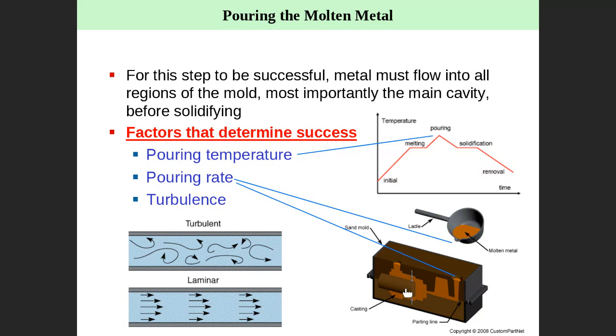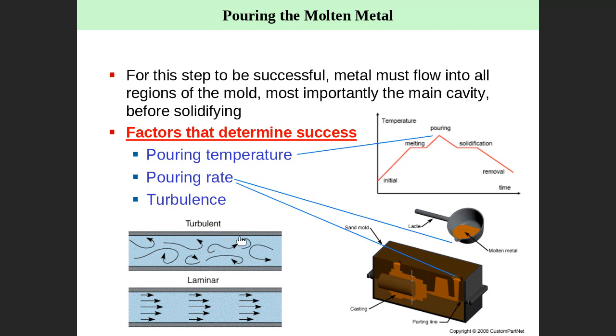You get premature solidification, early solidification, which will give a defect. If it is very fast, also you get defect. Another defect. What is the defect? You get what we call turbulent flow inside. If you make the pouring rate very high, the liquid will come inside in a turbulent flow.